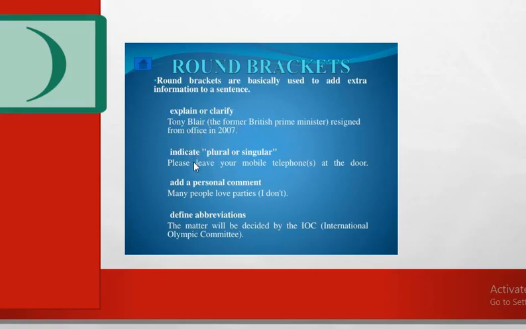Round brackets are also used to indicate plural or singular. Please leave your mobile phone(s) at the door. Add a personal comment. Many people love parties (I don't). It's my comment. Define abbreviations. The matter will be decided by the IOC (International Olympic Committee).